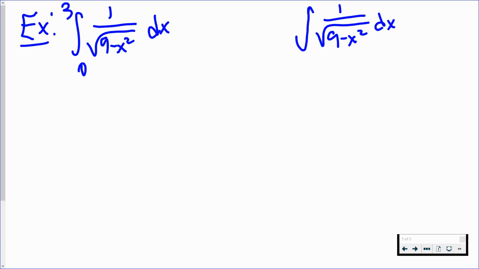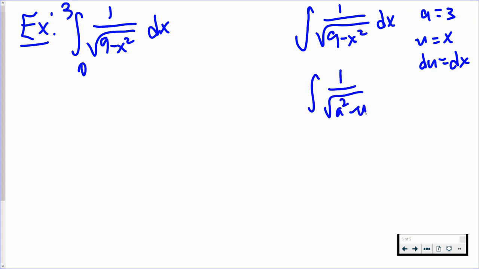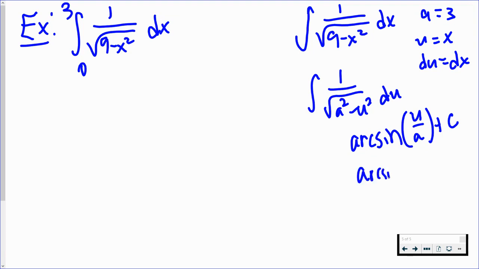This is an arcsin. Our a would be 3. Our u would be, oh, that looks like an a. There's a problem. Oh, boy. Okay, we said a is 3. U is x. So du is just dx. So this one is kind of nice. We have the integral of 1 over the square root of a squared minus u squared du. So that should give us arcsin of u over a plus c. So that's arcsin of x over 3 plus c.